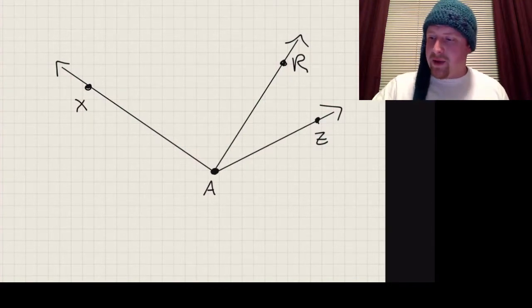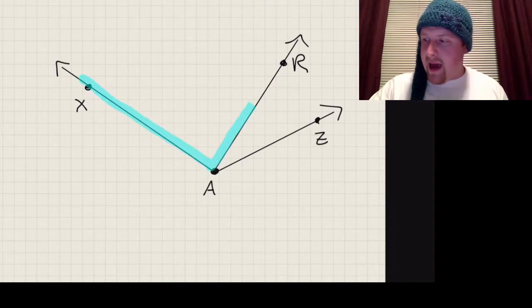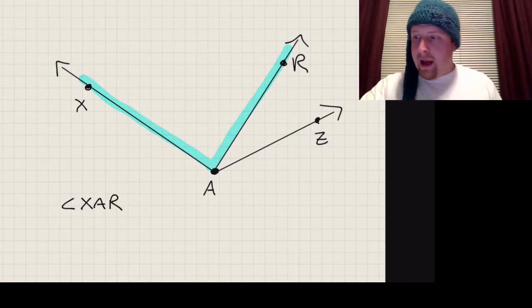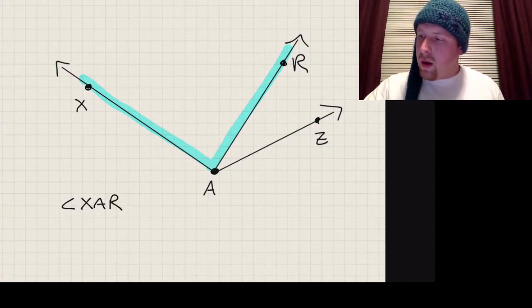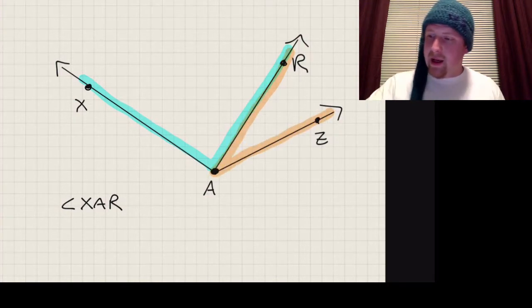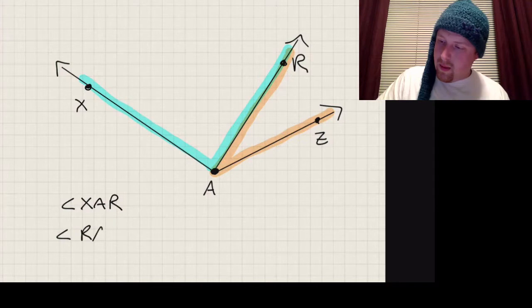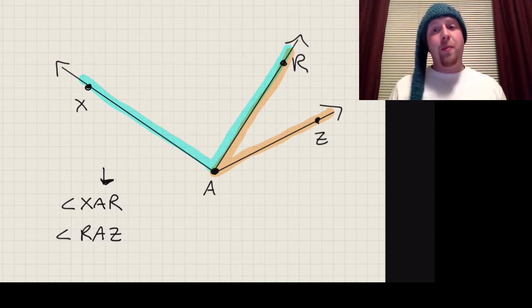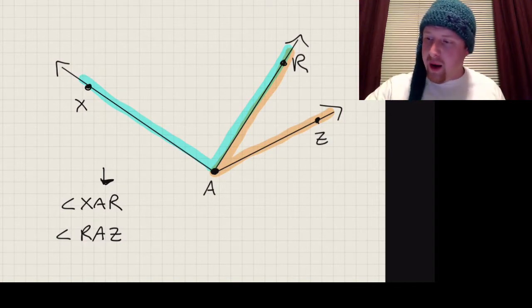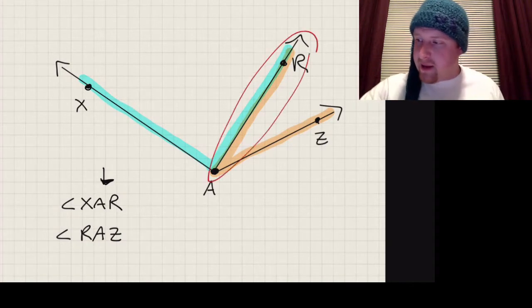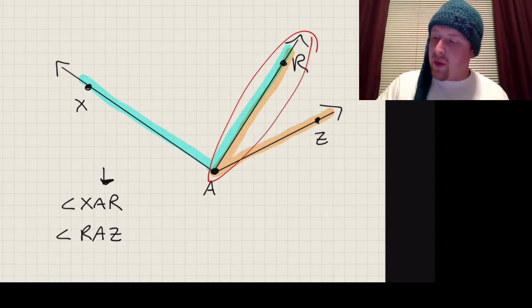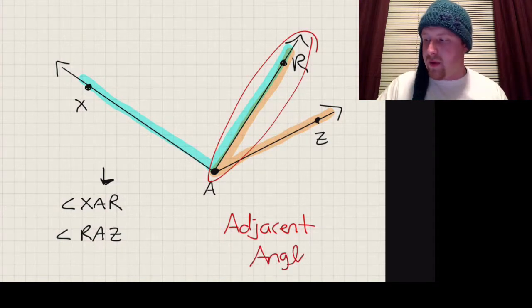Notice that these two angles, angle XAR and angle RAZ, not only share the same vertex, but they are right next to each other. They share this particular side. They're neighbors. They're right next to each other. And when you have angles that are right next to each other, you have angles that are known as adjacent angles.